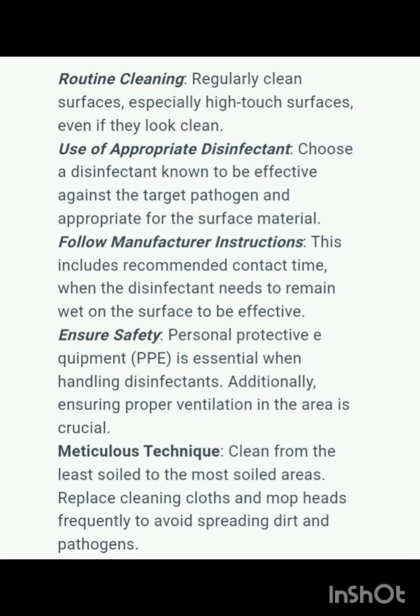1. Routine cleaning. Regularly clean surfaces, especially high-touch surfaces, even if they look clean. 2. Using the appropriate disinfectant. Choose a disinfectant known to be effective against the target pathogen and appropriate for the surface material. 3. Follow manufacturer instructions. This includes the recommended contact time, when the disinfectant needs to remain wet on the surface to be effective.